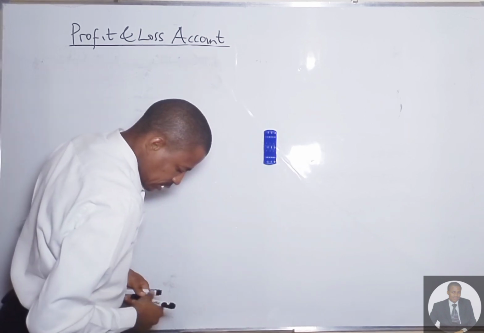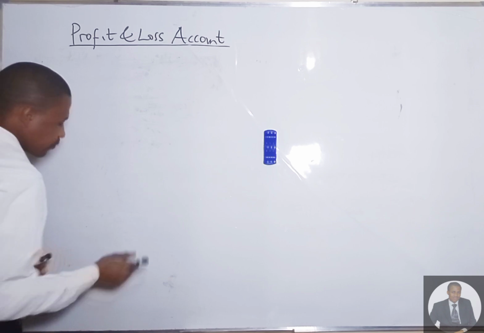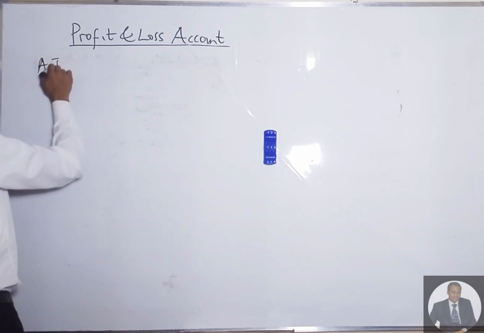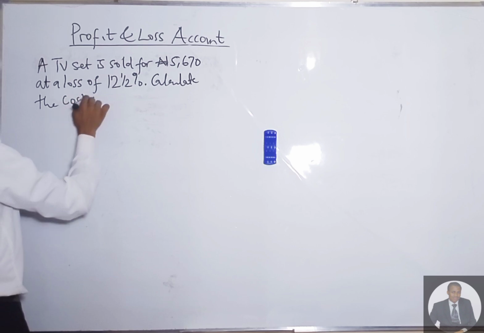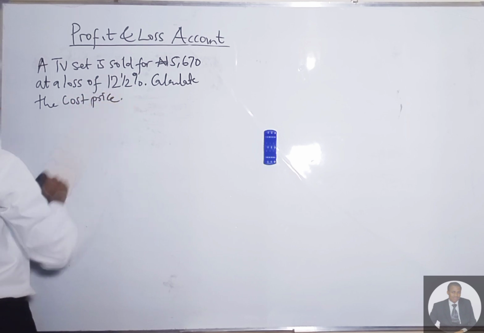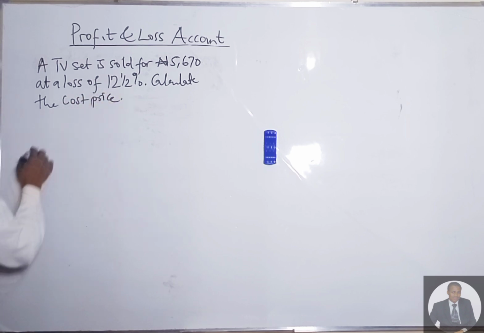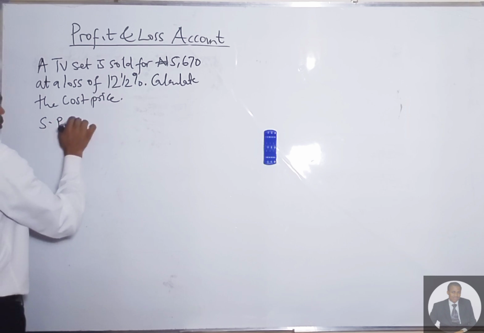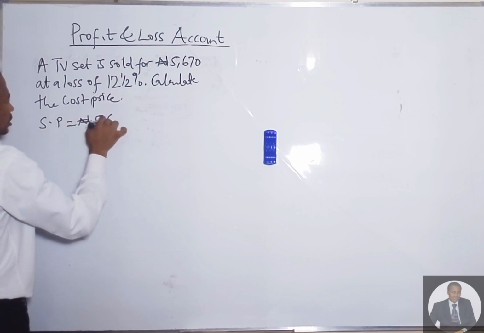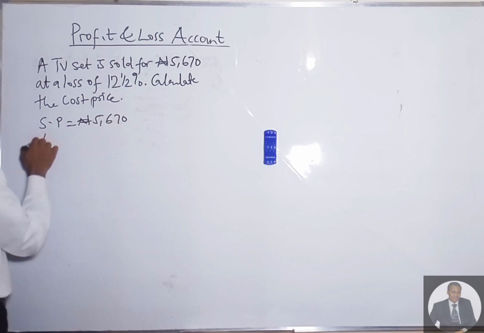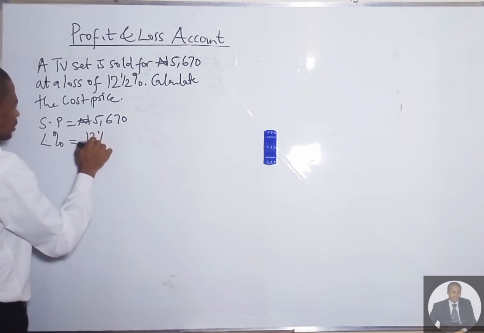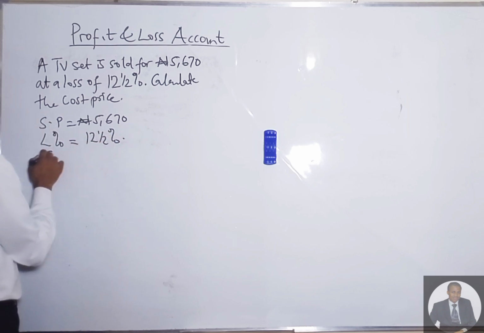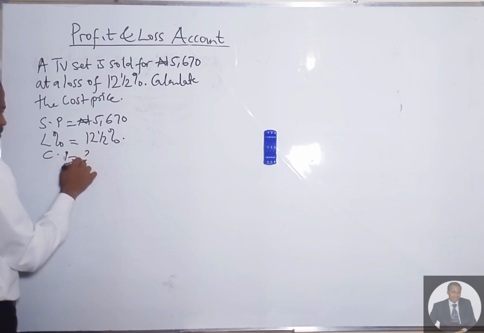Question. A television, a TV set. The cost price. Here we are given the selling price of 5,670 and we are given a loss percent of 12.5. Then we are asked to find the cost price.